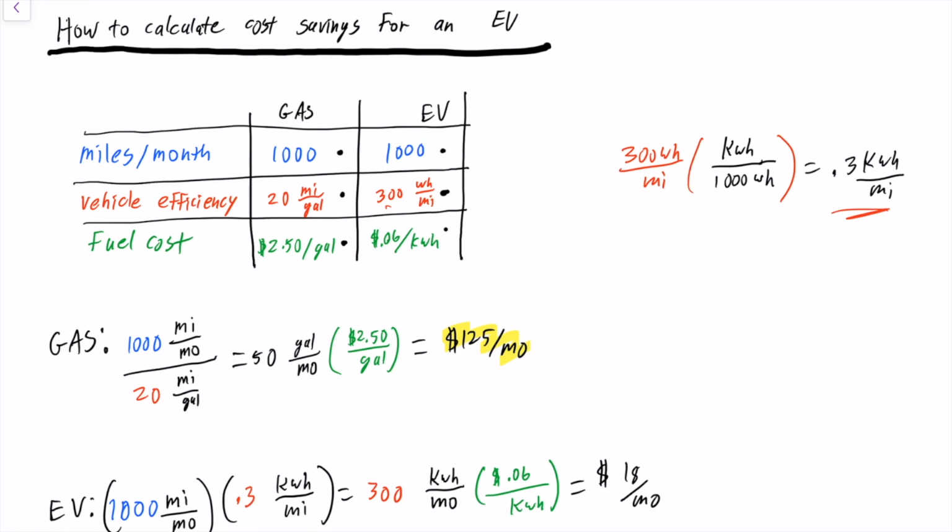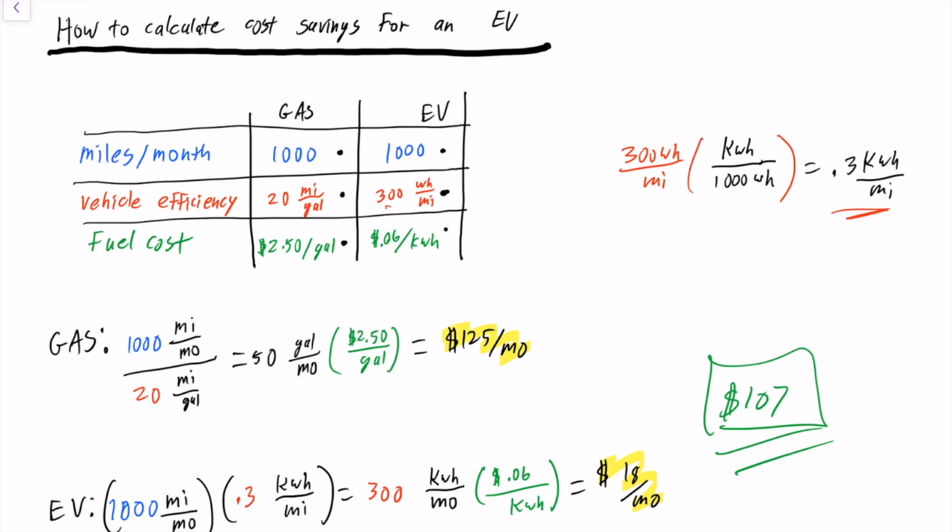We're going to take that 125 and we're going to subtract out the 18. We will be saving $107 per month by driving an electric vehicle over a gas-powered car that gets 20 miles per gallon.